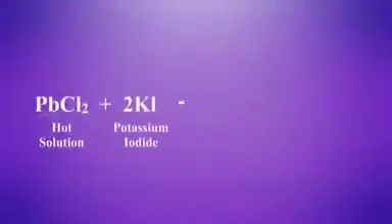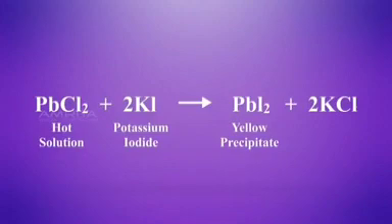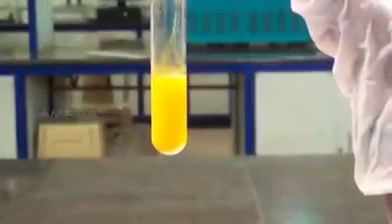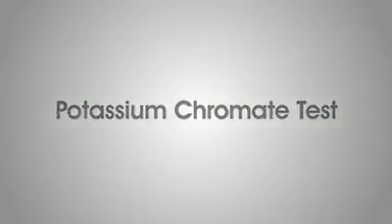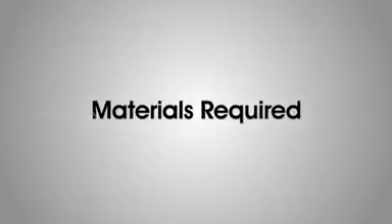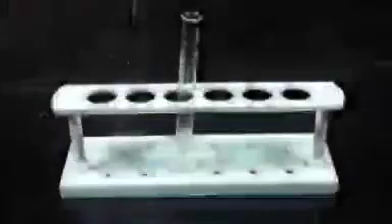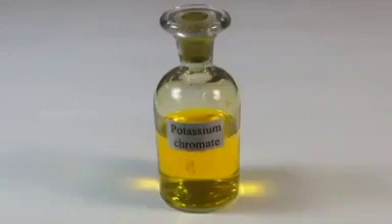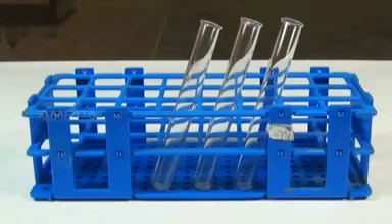Lead chloride present in the solution reacts with potassium iodide to form a yellow precipitate of lead iodide. Potassium chromate test. Materials required: solution obtained in the group analysis, potassium chromate, test tube, and dropper.